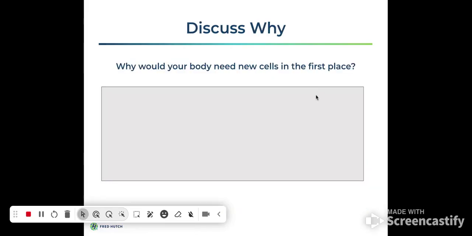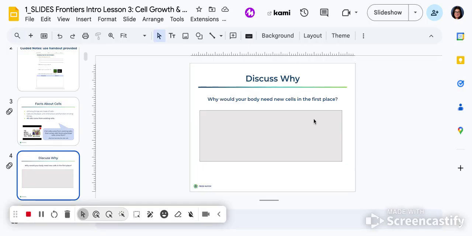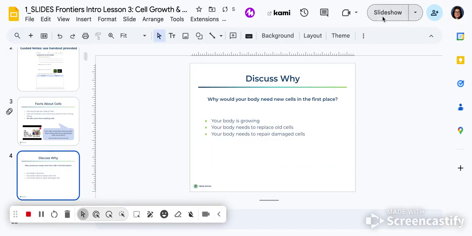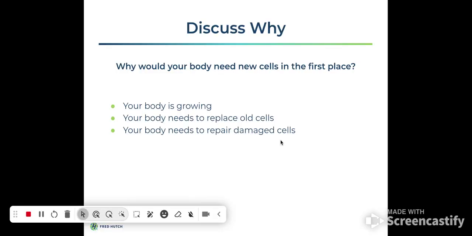So why would your body need new cells in the first place? Well, your body is growing. Your body needs to replace old cells, and your body also needs a way to repair damaged cells if you get an injury or a cut or something. So you need new cells for all of those purposes.